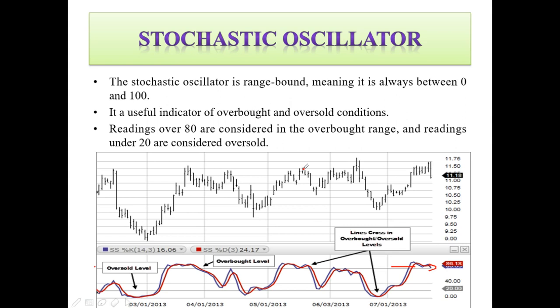This is 80. Whenever the stochastic oscillator crosses above the 80 line, it indicates that the current stock price is overbought. And when it is under 20, as here we can see, this indicates oversold. So when the stochastic indicator crosses the 20 line and goes below it, it shows that the stock price is currently being oversold.